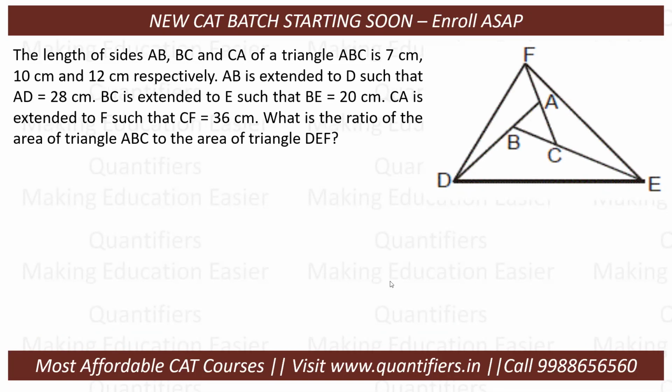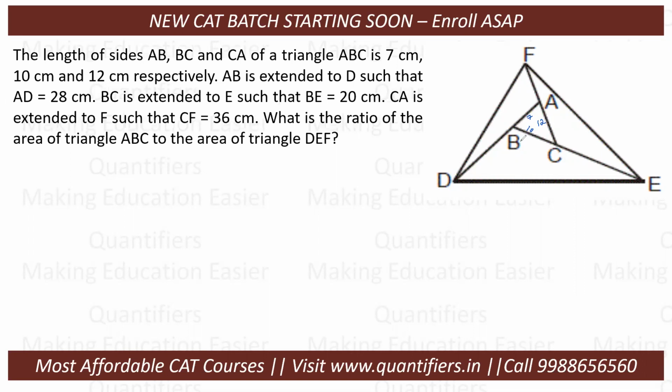Now, this is our question of the day, a very interesting one. It says the length of the sides of triangle AB, BC, and CA, this smaller triangle, are 7, 10, and 12. So this is 7, this is 10, this is 12. Further, they say that AC is extended to F this way and that way.